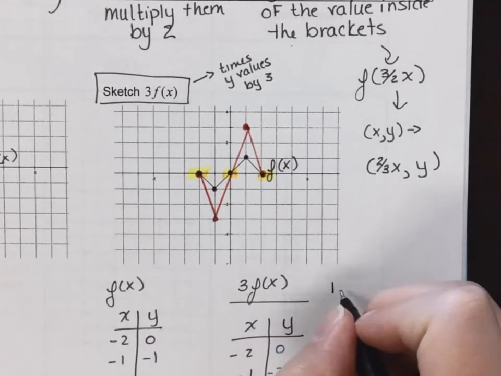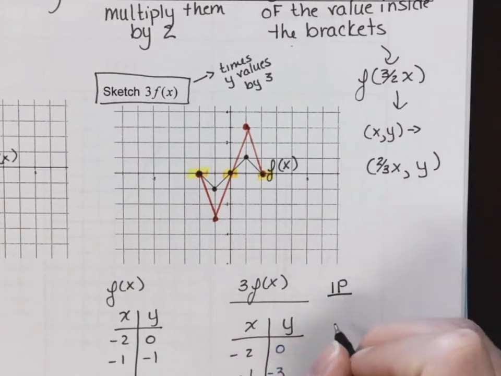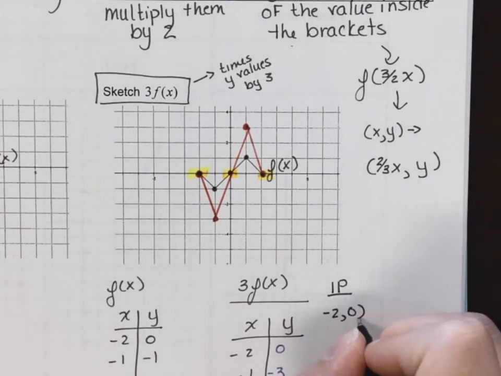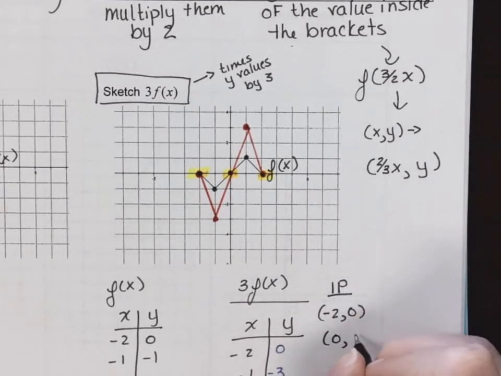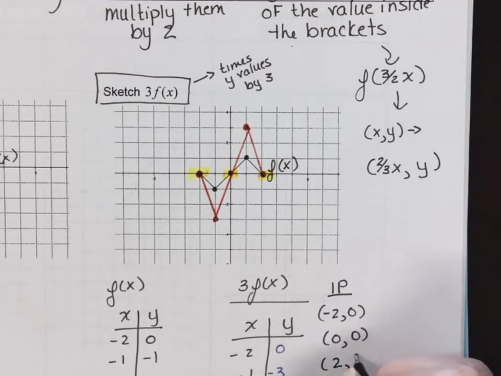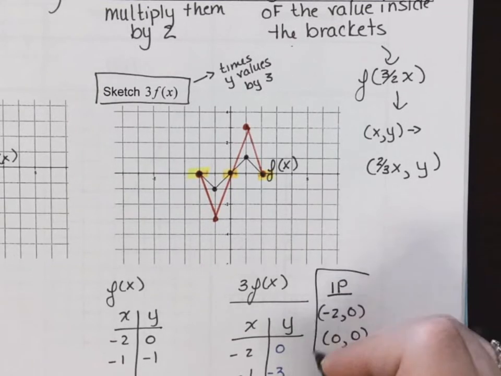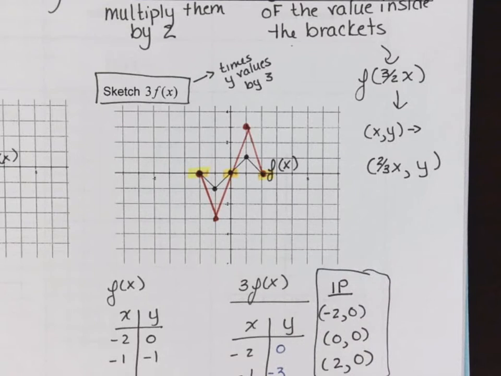So the invariant points are -2 and 0, 0 and 0, and positive 2 and 0. These are my invariant points.